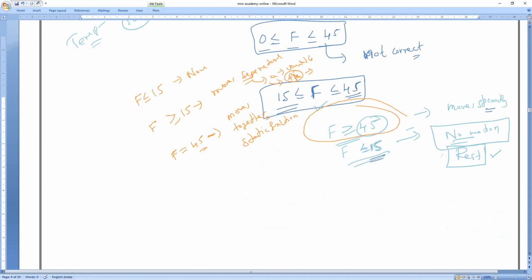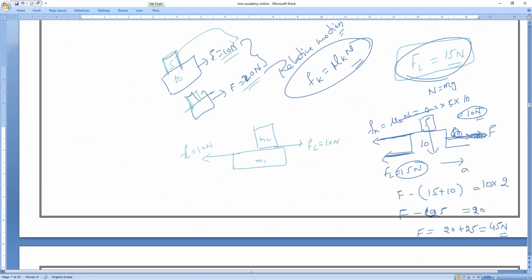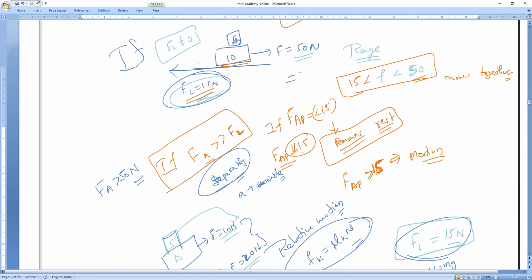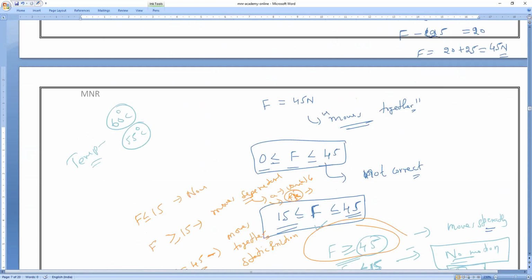So what is the maximum applied force with which we can make the bodies move together? If you find this F, suppose I give 10 here, I know F maximum is 45. If I give 10, is it possible to move together? Less than 45, yes, it is possible. If I give 55, is it possible to move together, everybody? No, sir.